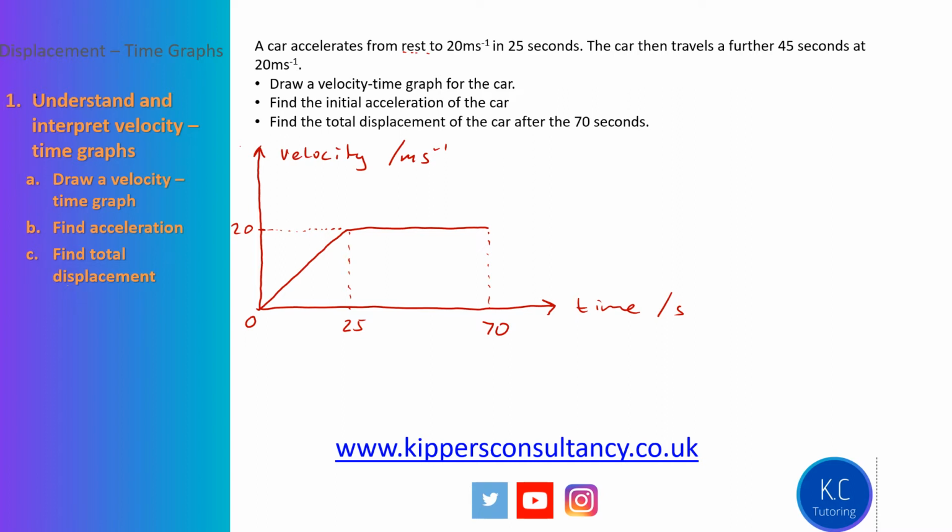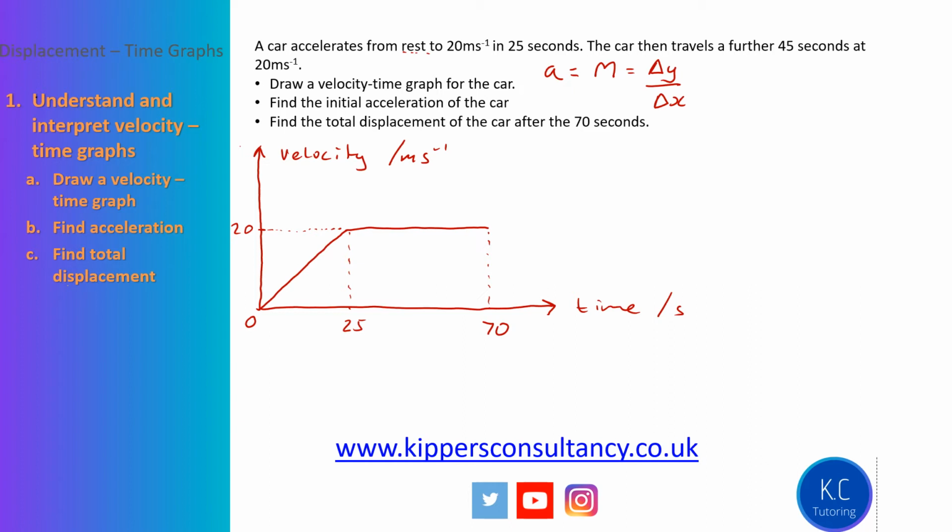Next, we're going to find the initial acceleration of the car in its first 25 seconds. Well, to work out the acceleration of the car, we need to find the gradient of the velocity time graph. So the acceleration, a, is equal to the gradient. I'm going to use the letter m for gradient. And we know that's equal to the change in y over the change in x.